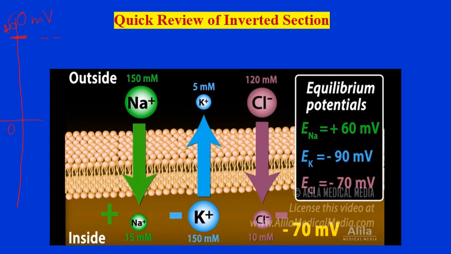Now, forget about sodium. If you open all of the potassium gates, what is going to happen? Potassium is going to go to the outside of the cell, and the membrane potential for potassium is going to be very negative. The equilibrium potential for potassium is going to be around negative 90 millivolts. That's going to be the measurement of the membrane potential if all the potassium channels are open.